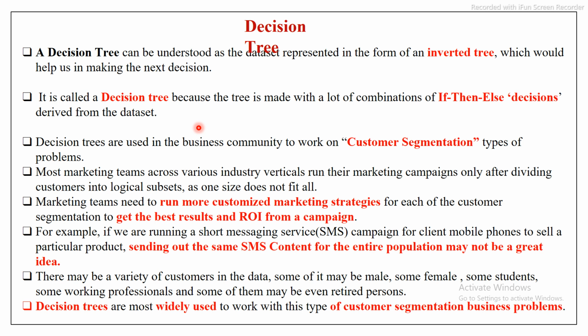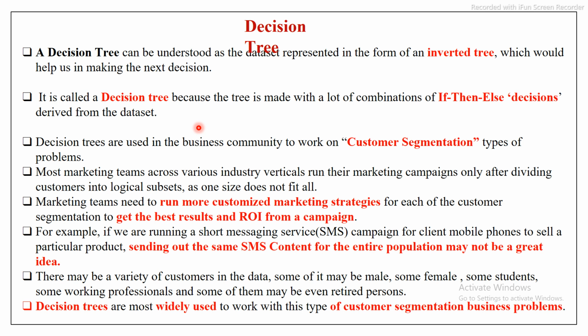You will use a decision tree, and only then you decide whether you want to send the SMS to category 1 or category 2. That can be judged through a decision tree. If you have many categories, you can also use a decision tree. There is a variety of customers, as I have already told you: male, female, students. You can't send the same SMS to professionals and to students, or the same message to female and male. It's not possible, right? So decision trees are most widely used for this type of customer segmentation.